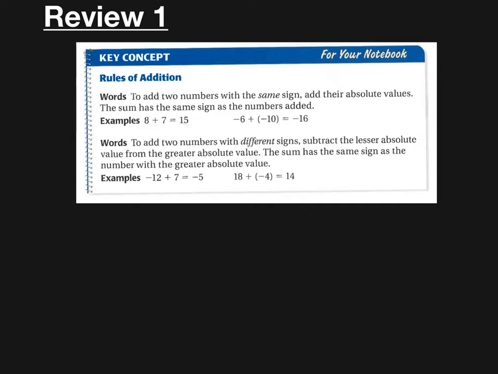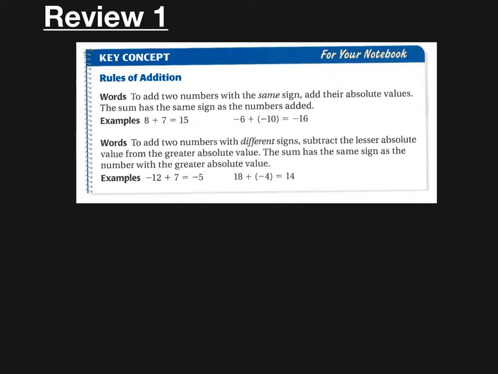we're going to have a positive sum. If we have two negatives, it's the same way. Negative 6 plus negative 10, we do 6 plus 10, which is 16, and then we add a negative and a negative together, and it's still negative, negative 16 when we're adding.